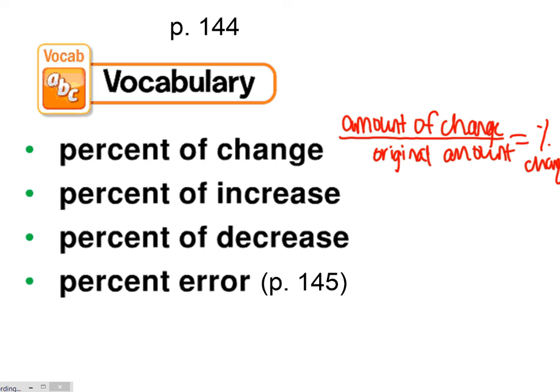There's my notes there. Now, the second vocabulary word is percent of increase. The percent of increase is when you have an amount that you start with and that quantity increases or goes up. So to find this, you find the amount of increase. So it's the amount of increase divided by the original amount that you start with.